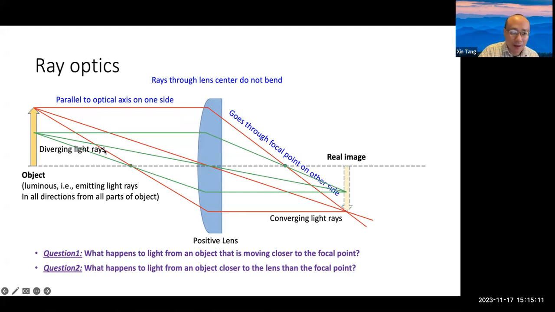Now, question 3. What if the object is at the 2F position? So here is 1F. If it is 2F, then the position will be at this point. If the object is here, what is the image there?